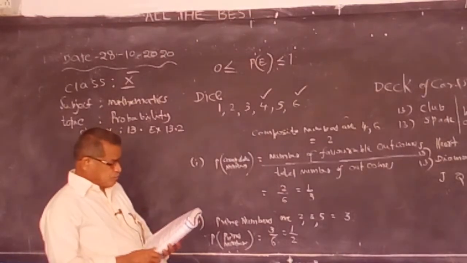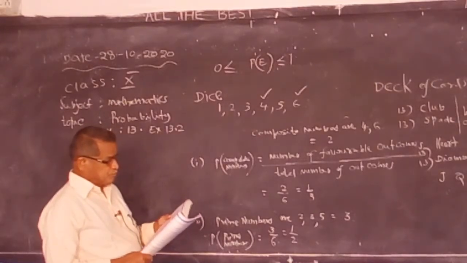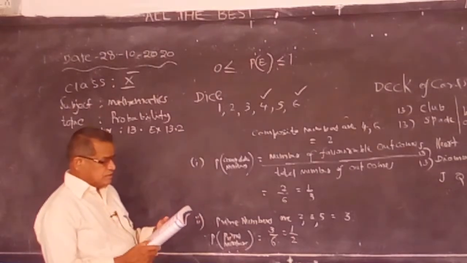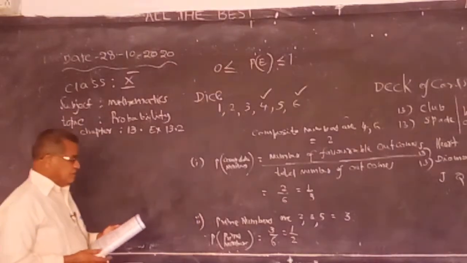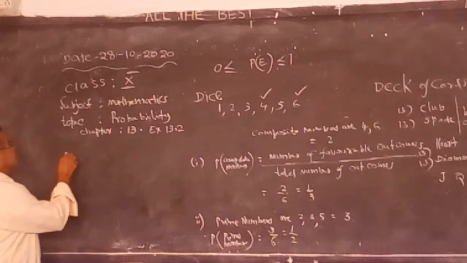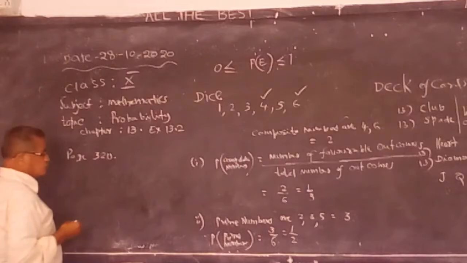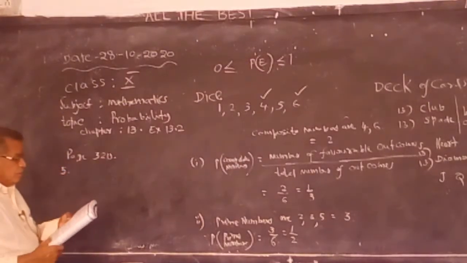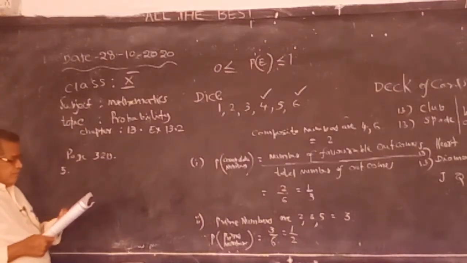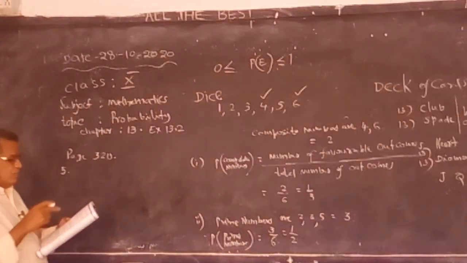See, in this dice, Rahim removes all the hearts from the cards. Question five, first exercise, page 320. I want to explain this. Page 320, first exercise, fifth question. Yesterday I explained question 4. Today, the fifth: Rahim removes all hearts from the cards.